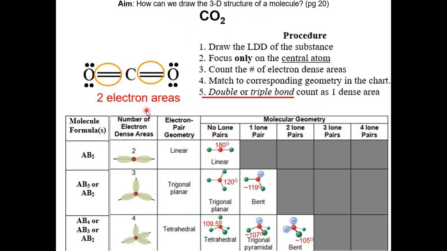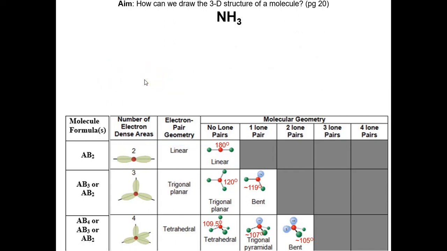Since there are 2 electron dense areas, you look at the first row, and there are no lone pairs on this carbon, so the shape of CO2 is linear. Let's look at NH3 now. So your first step is to draw the Lewis dot diagram of NH3. Next, you count the electron dense areas around nitrogen. NH3 has 4 electron dense areas: 3 bonds and 1 lone pair.